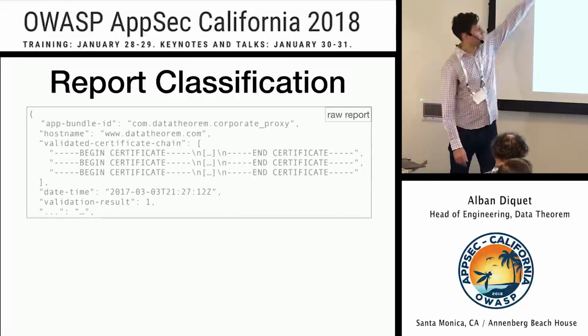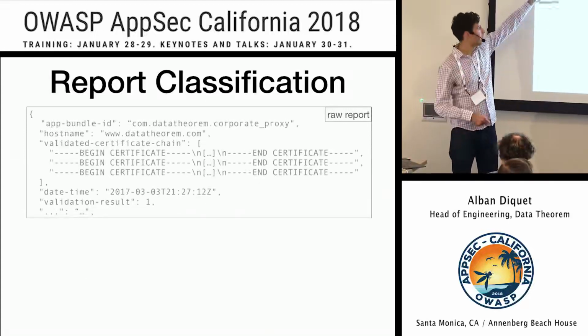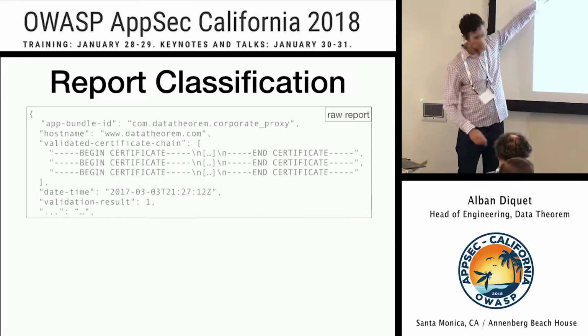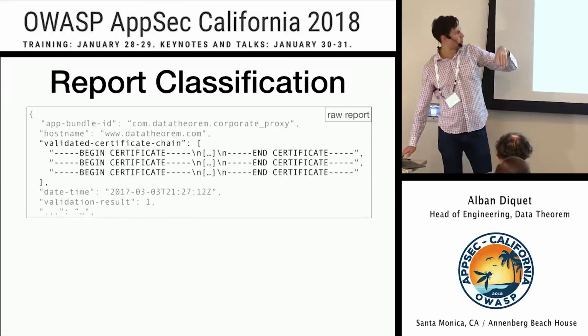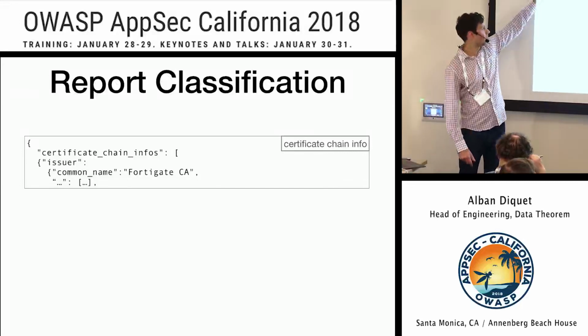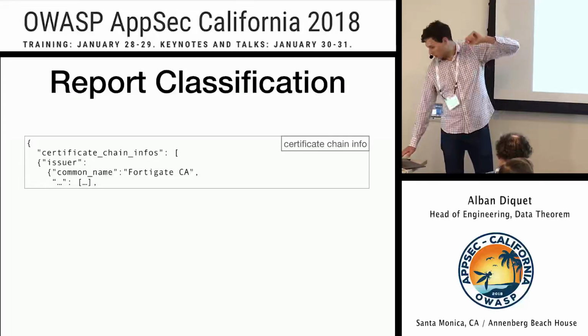I'll give another quick example. This is a report we've received on our server, with all the data I just talked about: the app name, the app package name, the host name. But again, the main thing is the certificate chain. If you parse the certificate chain, you get the certificates, and in this one the issuer common name is FortiGate CA. So it goes through our set of rules.